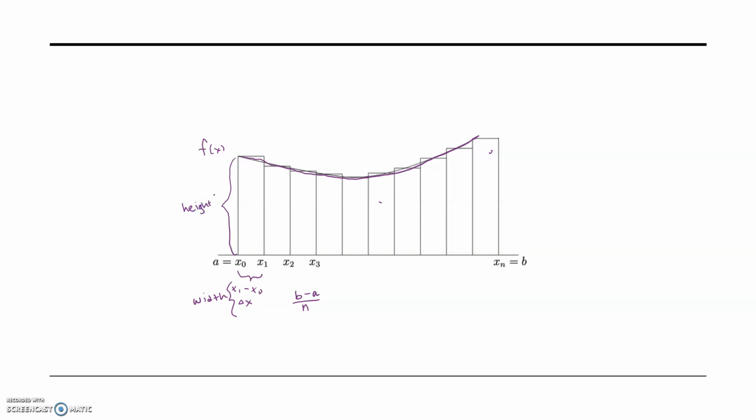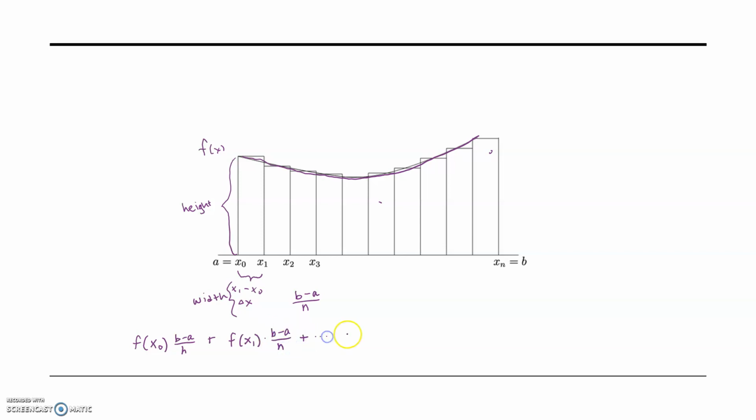So if I want to add up all of these rectangles, I can do that. Our first rectangle is going to have a height. It looks like they used LRAM. So our first rectangle is going to have a height of f of x sub 0, and a width of b minus a over n, or delta x. Our next rectangle is going to have a height of f of x sub 1 and a width of b minus a over n.